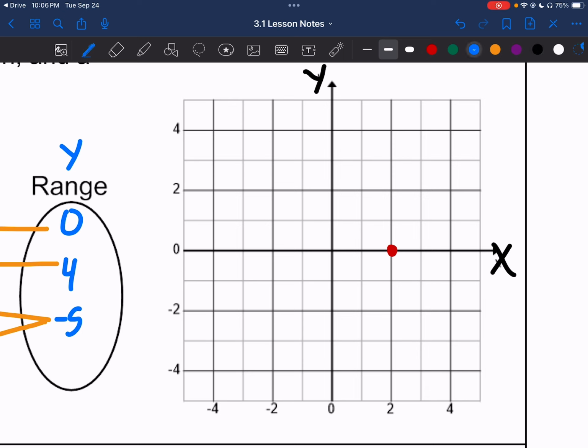Now we're going to go to the second point, which is 0, 4. So that means we're not going to the left or right any, but we are just going up 4. My third point is the point 3, -5. So we're going to go to the right 3 and down 5. And my fourth point is going to be -3, -5. So we're going to go to the left 3 and down 5 from my origin. And so those are my 4 points of this problem.